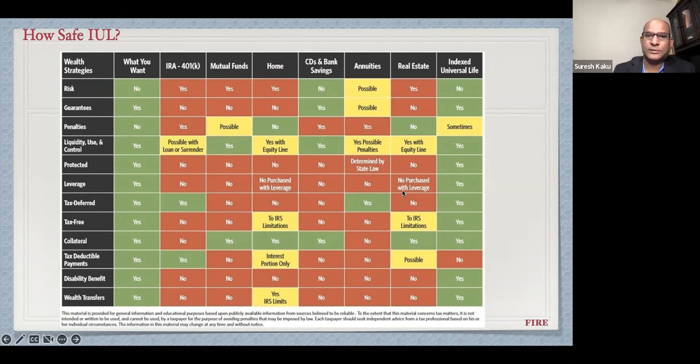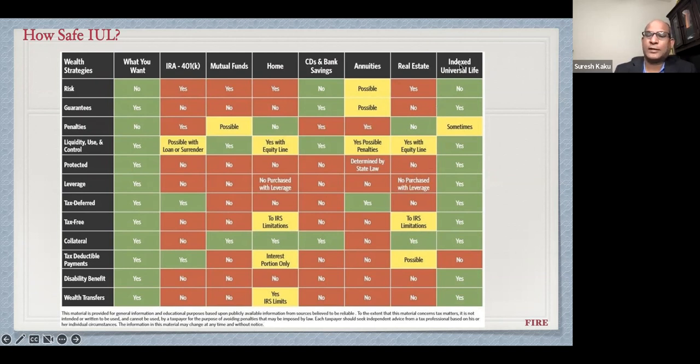You can put down some money and get more money as a loan, and then the money can grow. Is it tax deferred? No. Tax free, it says up to IRS limitations, but usually the tax free income is only on the primary home, not on the rental properties. Can you use the money as collateral? Yes, it is possible. So basically, everyone has pros and cons, right?